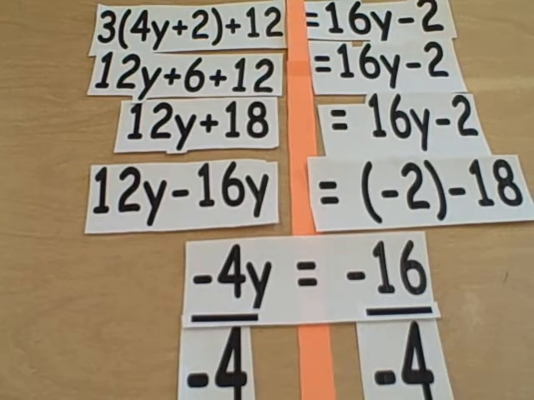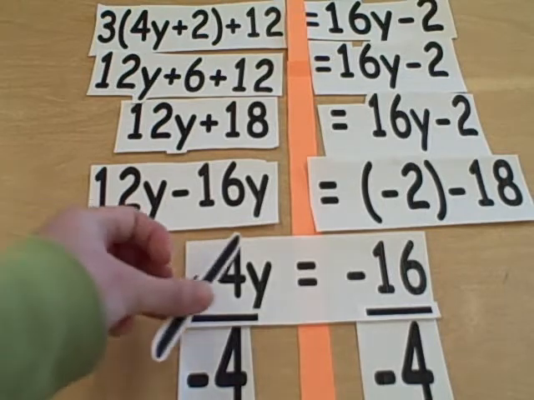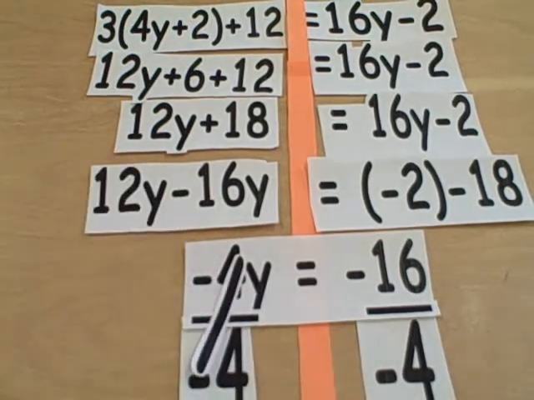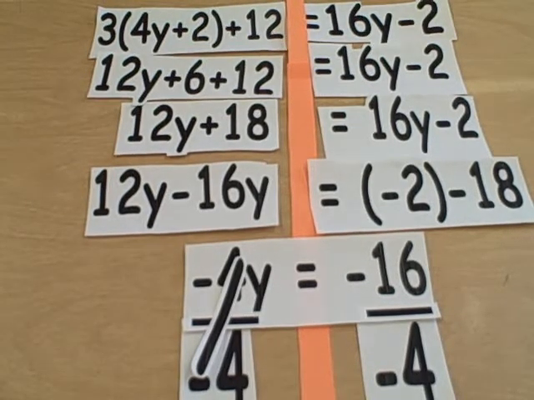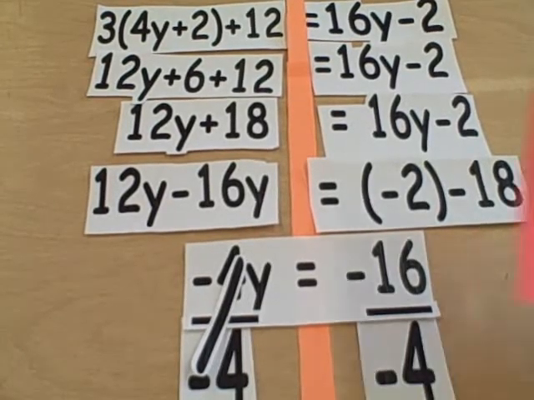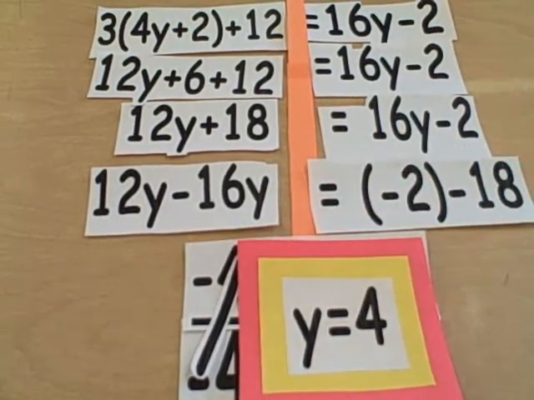So this 4y divided by 4 cancels out. So we'll cross it out. And so negative 16 divided by negative 4, because we're dividing a negative by a negative, it equals a positive. And you'll end up with your answer, y equals 4. And that is the first part of the algebra process.